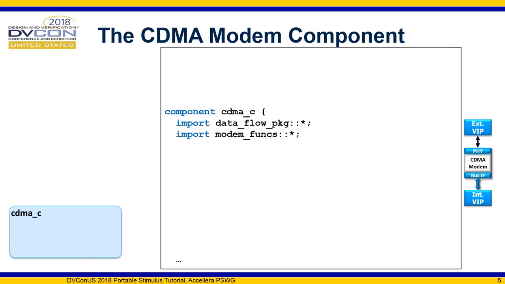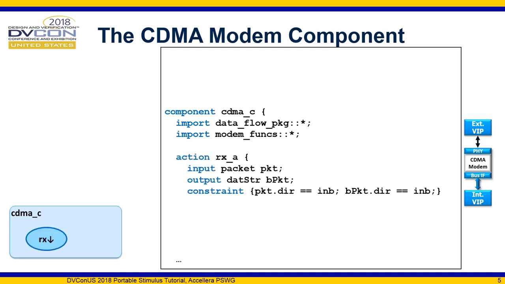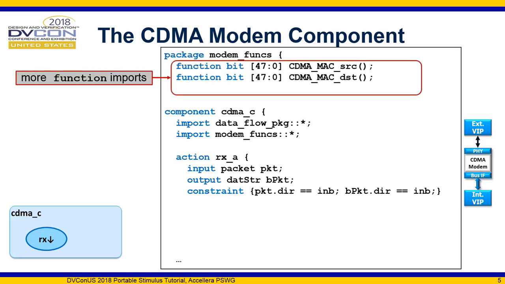So Tom already talked about the LTE modem. I'll talk about the CDMA modem, and I'm going to use this as an opportunity to talk about pre-solve and post-solve exec blocks. It's very similar to how things work in SystemVerilog, where I think we call it pre-randomize and post-randomize. The receive operation on the CDMA block takes in a packet, puts out a stream, and has a constraint on the direction of both. We're importing some functions that know how to set up the source and destination addresses for this CDMA.